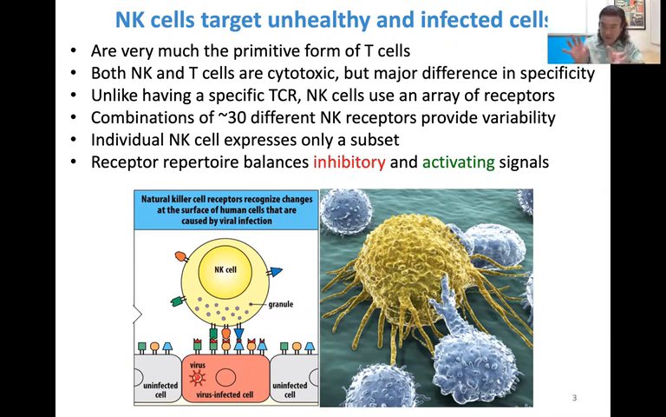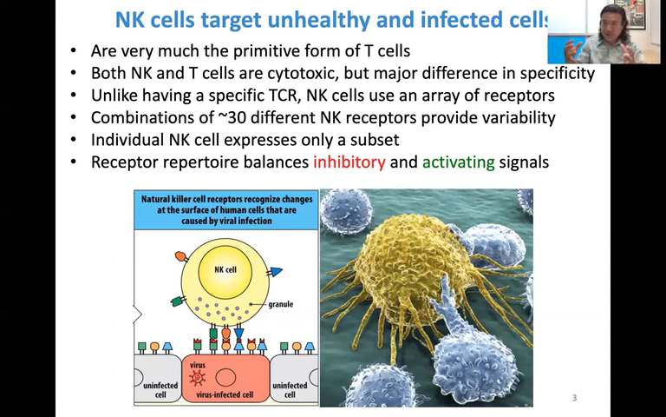Importantly, these receptors in this library of different NK cell receptors that you can choose from are a mix. Some of these receptors are stimulatory or activating receptors. So if the NK cell binds something that this receptor recognizes, it might activate the NK cell and cause it to go ahead and kill that target cell.